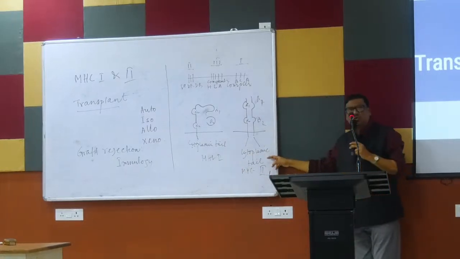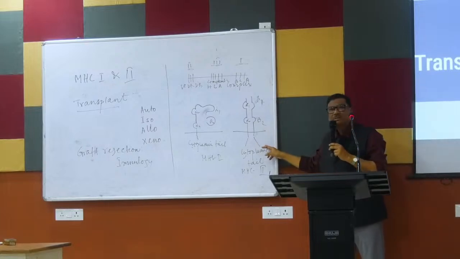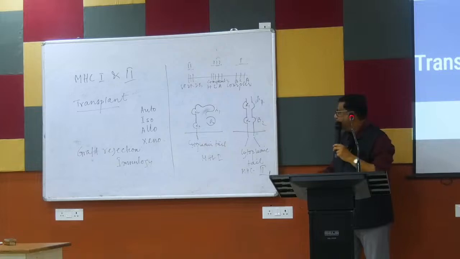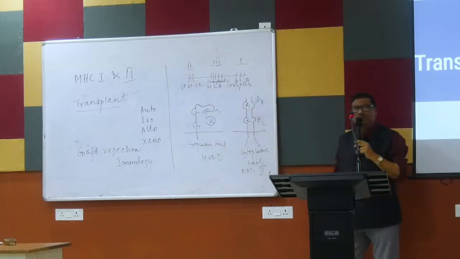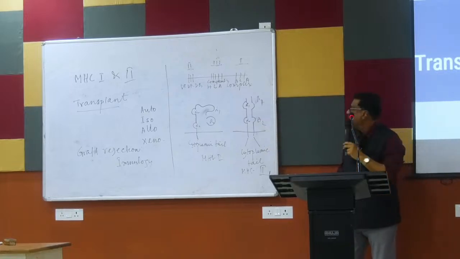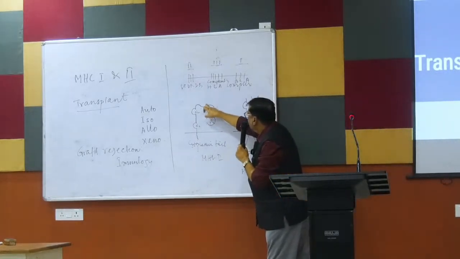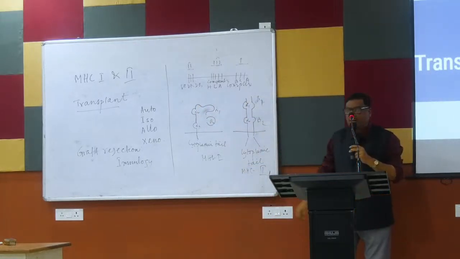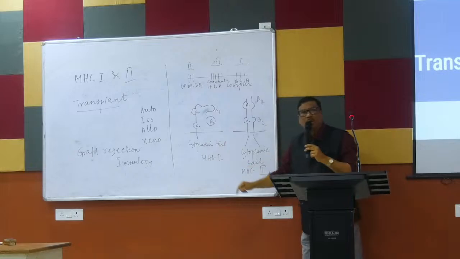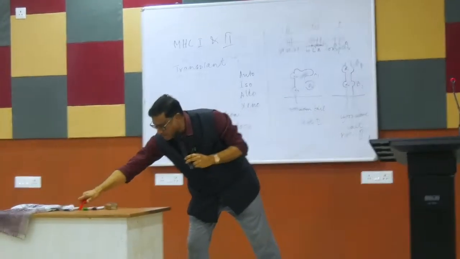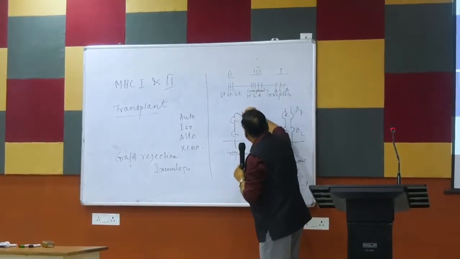But in case of MHC2, two cytoplasmic tails are there, one for the alpha chain and one for the beta chain. There are alpha 1 and alpha 2, and otherwise beta 1 and beta 2. Now this particular domain, this is called the groove. This is the groove which is important, where it represents the particular type of antigen.